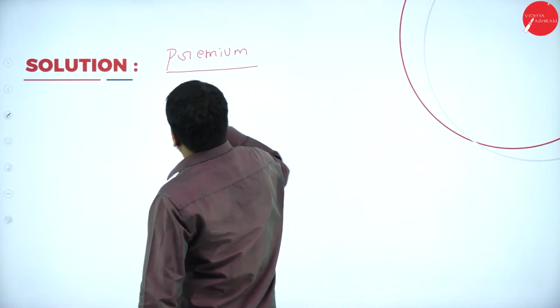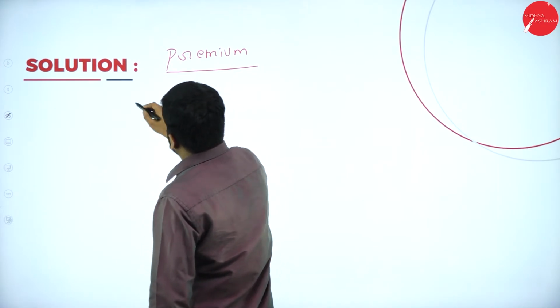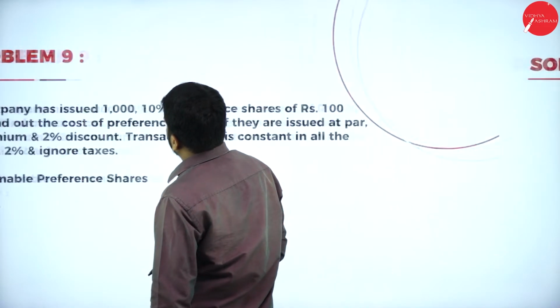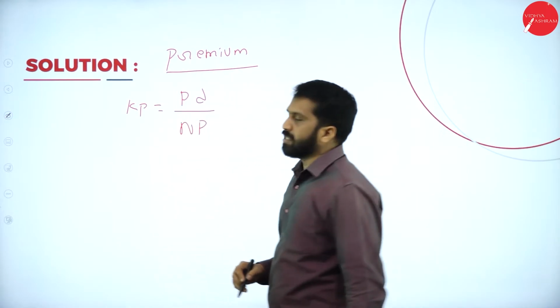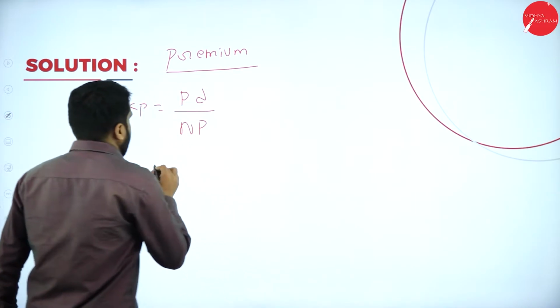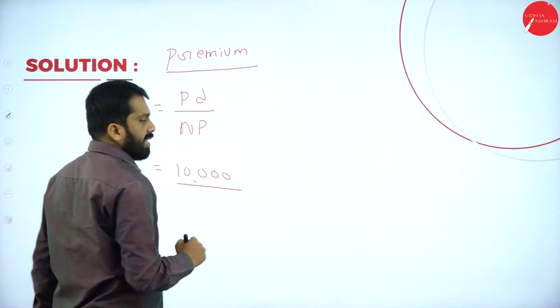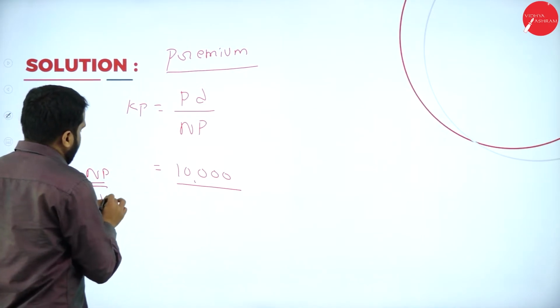Premium, what is the formula? PD divided by NP. What is this? Your cost of preference shares, KP. Now, in this, what is the PD? As I told you, PD will not change. It is 10,000. What is NP? NP, I'll show you. NP is actually 1 lakh.